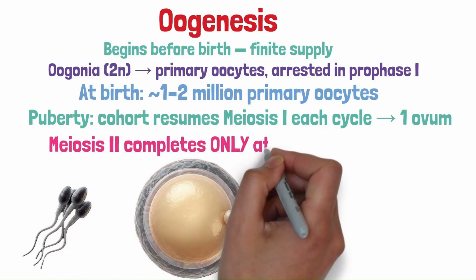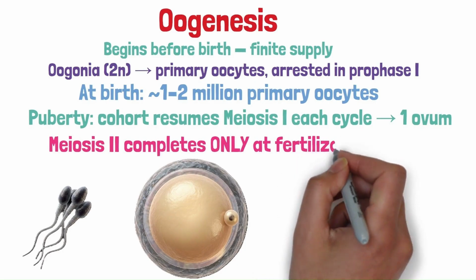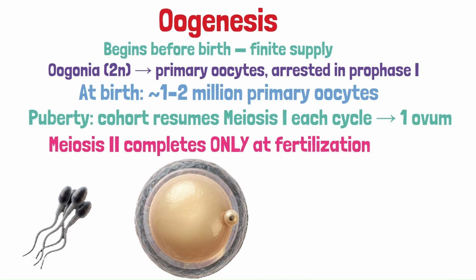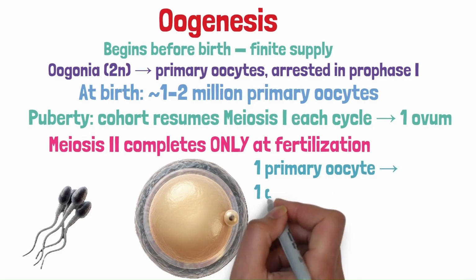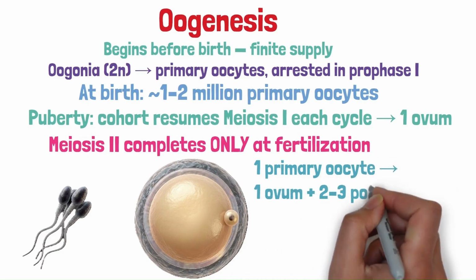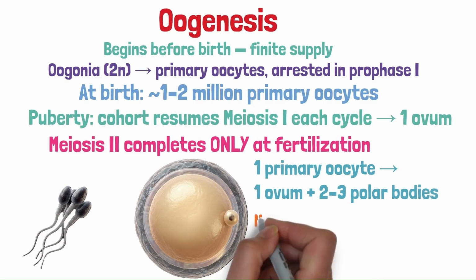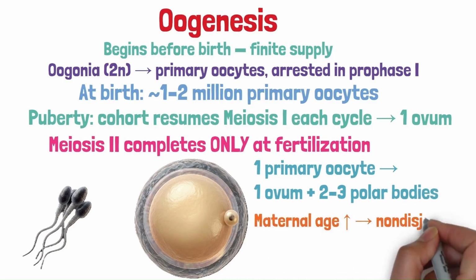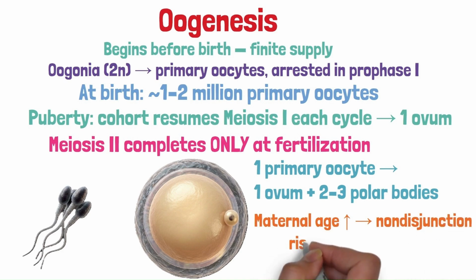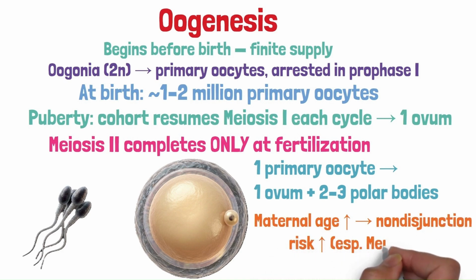So while spermatogenesis gives 4 sperm per starting cell, one primary oocyte gives just one ovum, plus 2 to 3 polar bodies from unequal cytokinesis. And this is exactly why maternal age matters. Those oocytes have been arrested in prophase 1 for decades, and the longer they sit, the higher the risk of nondisjunction, especially in meiosis 1.